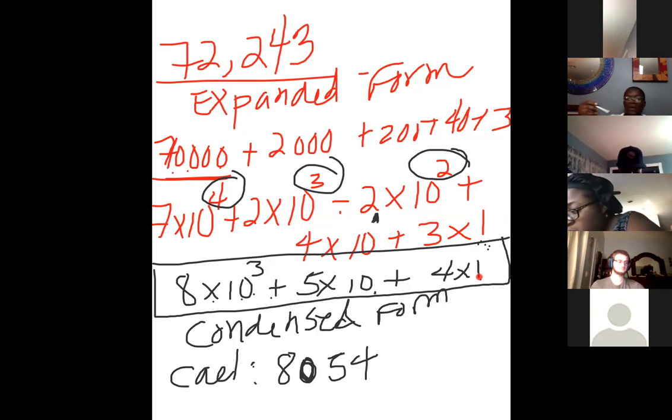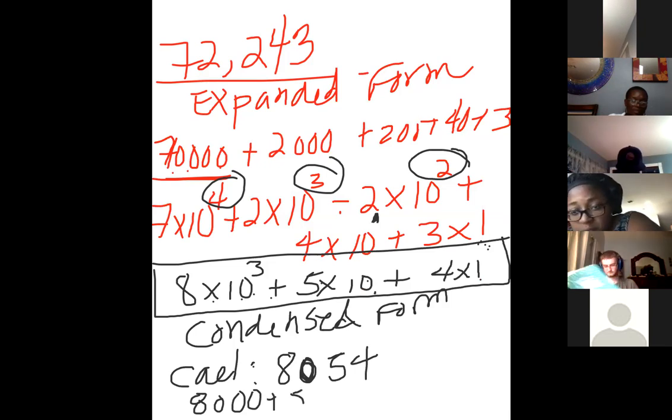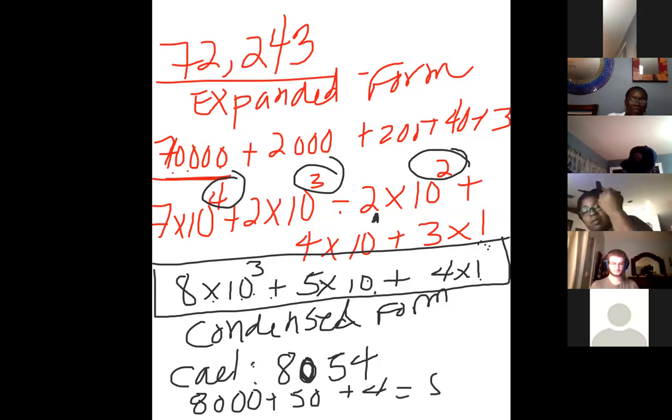But if you wanted to calculate it, 10,000 represents 1, 10 to the 3rd represents 1,000. 1 times 8 gives you 8,000. And then you have 5 times 10, which is 50. And then plus 4. So you add it all up, and that's how you get your 8,054. And that's it. Okay?